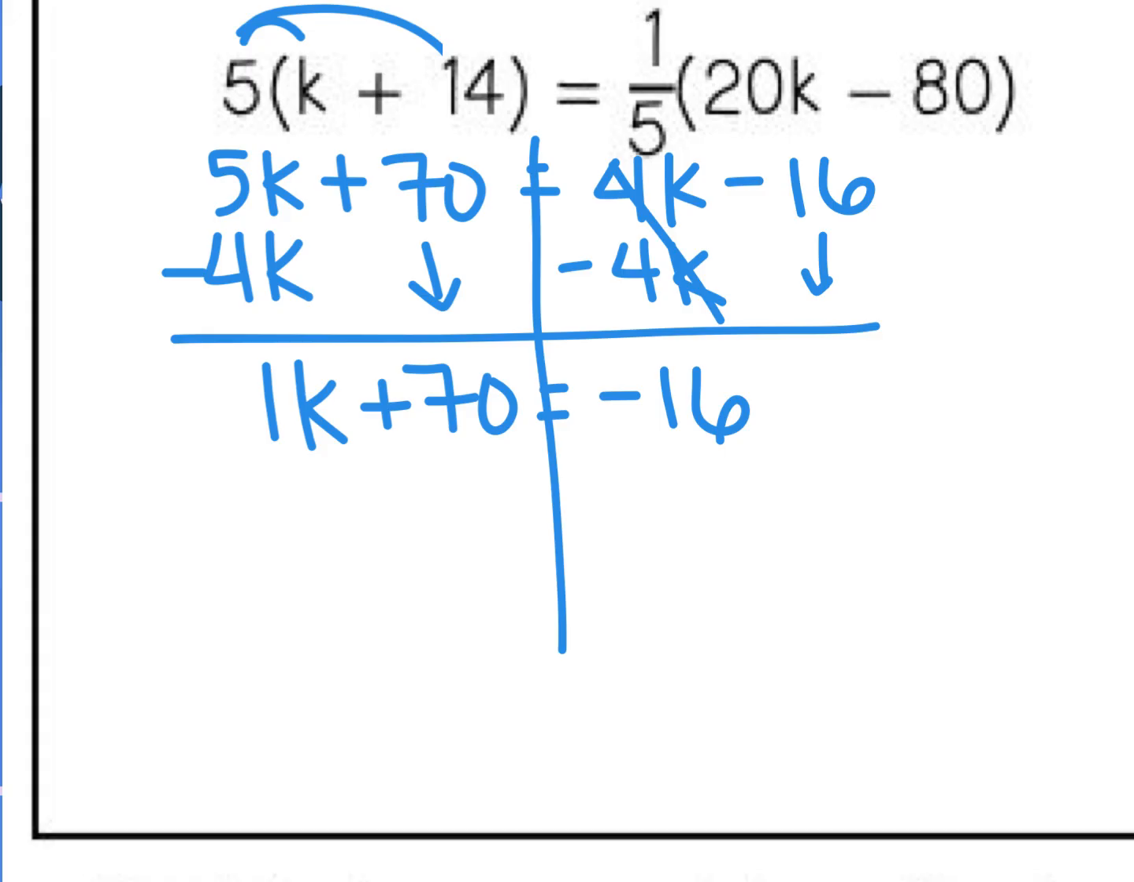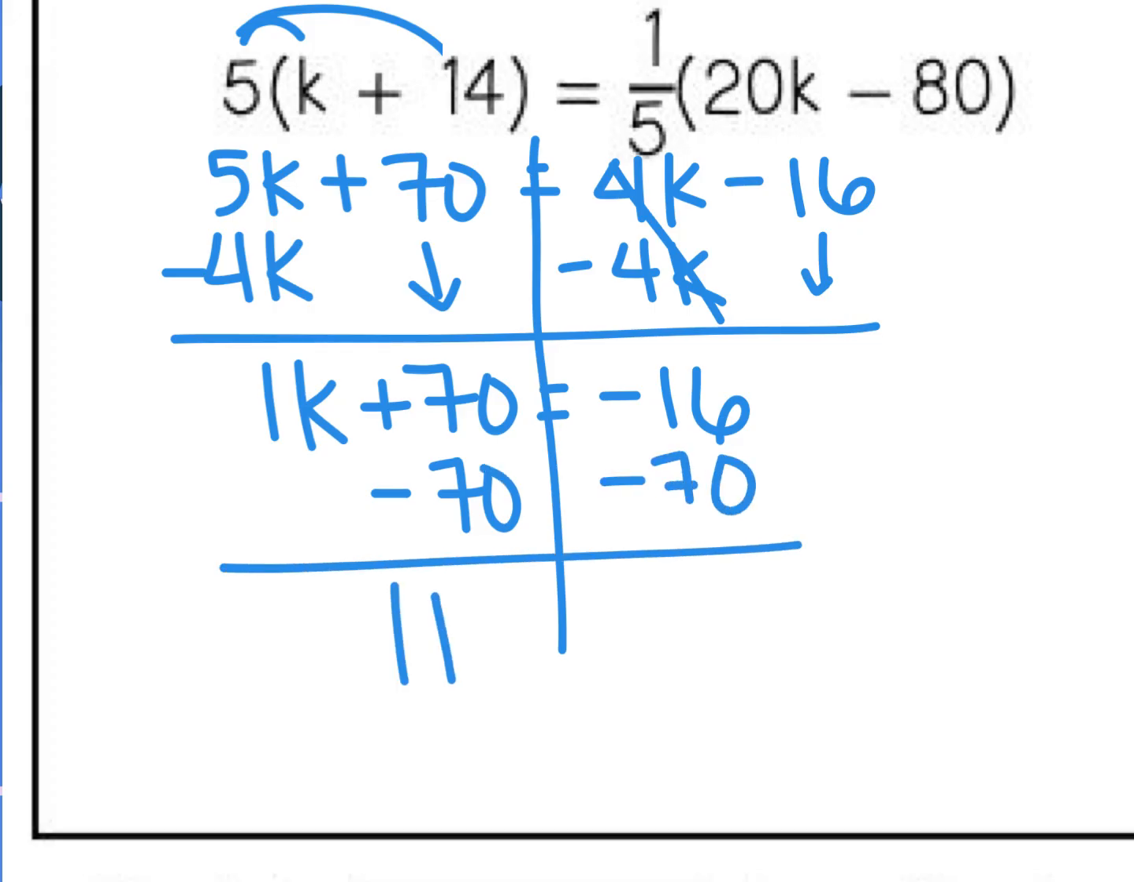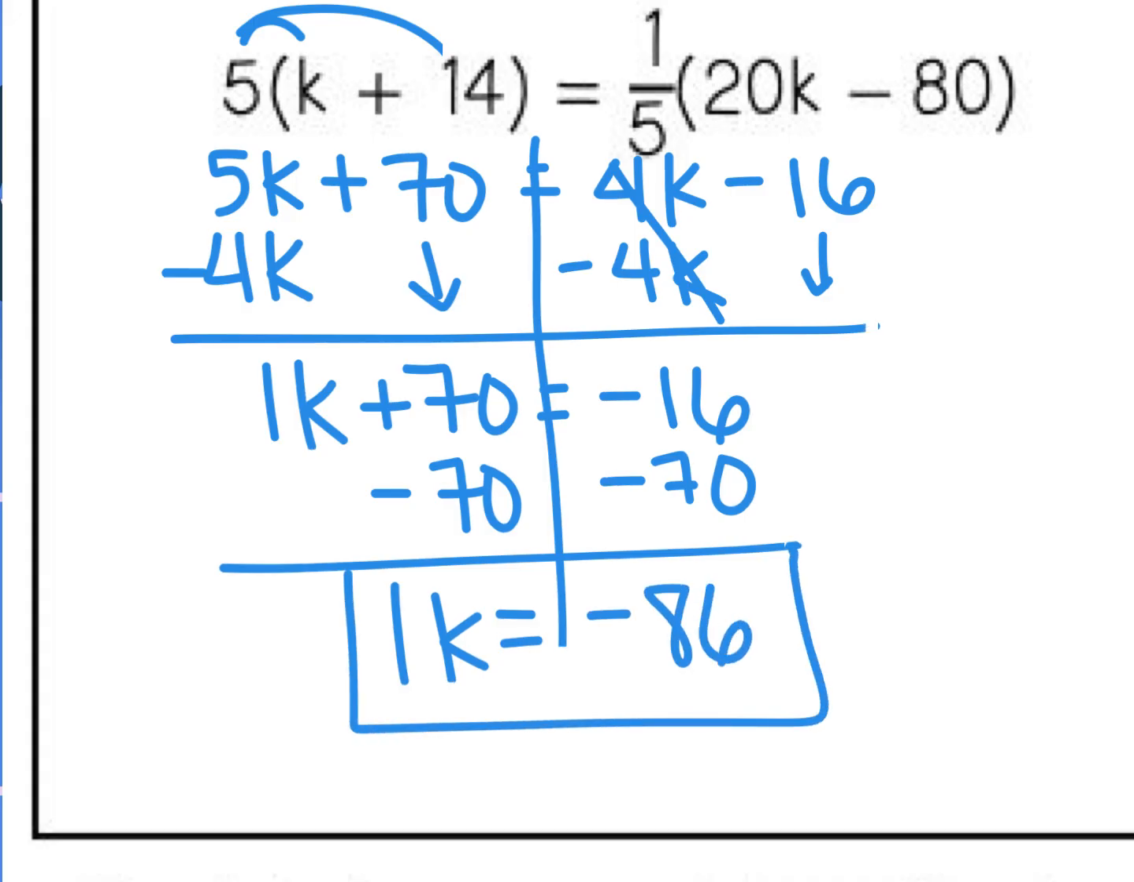Now it's a 6th grade problem. Move your constant, how do we do that? Minus 70. A negative 16 and a negative 70 is negative 86. We do not have to divide on this one because our coefficient is a 1.